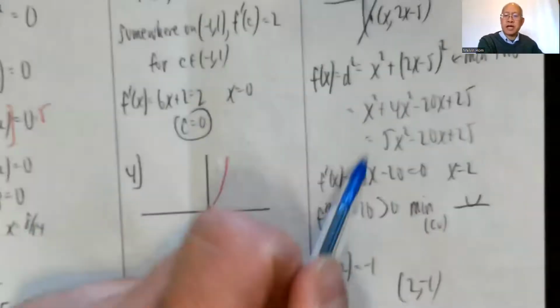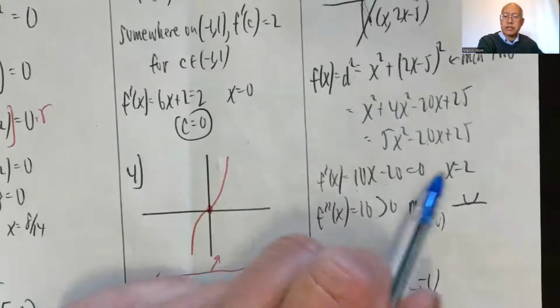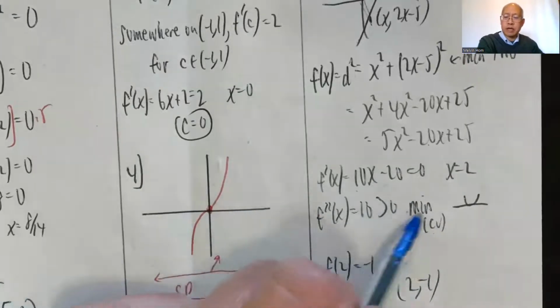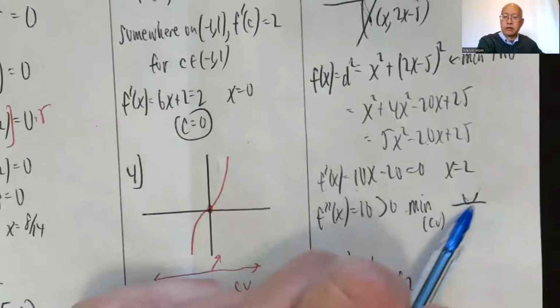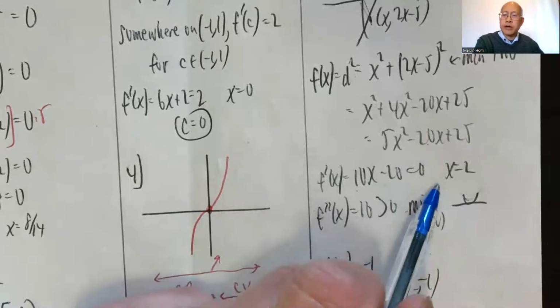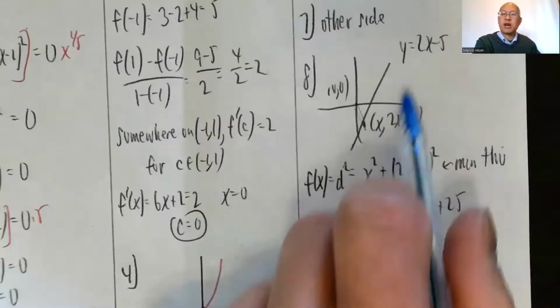So f prime is 10x minus 20. Set that equal to 0. x is 2. f double prime is 10. 10 is greater than 0, which means I have a minimum because I have a concave up situation at a horizontal tangent. So that proves I do have a minimum. You should show me this step also. So I know x is 2. Plug back in, y is negative 1.